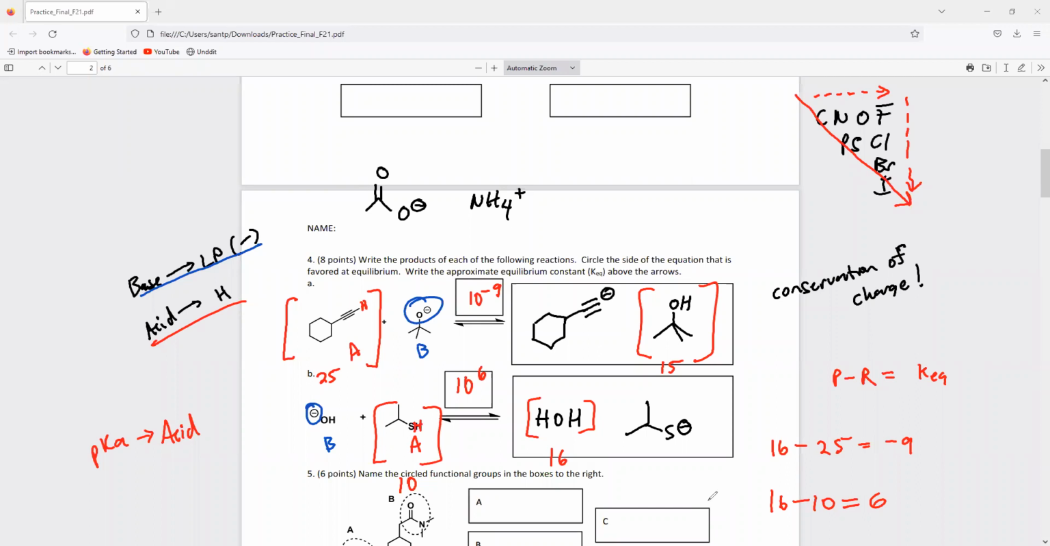Okay, let's see. So what could he put on here that would be hard? Did he put that on there? Oh, he did. Okay, so this could be a hard one. This guy and this guy, so carboxylate and ammonium.